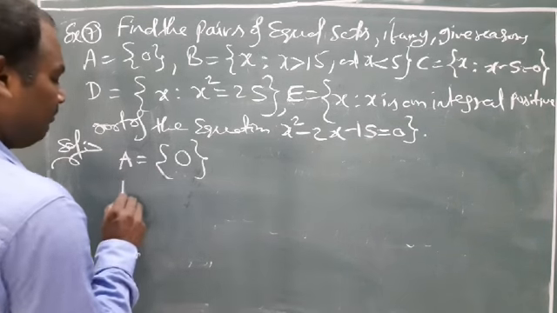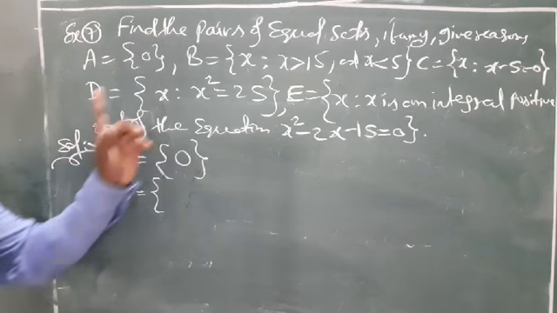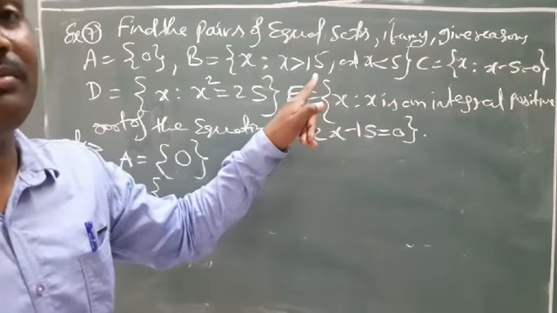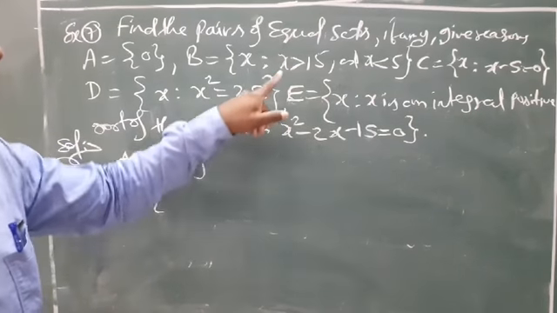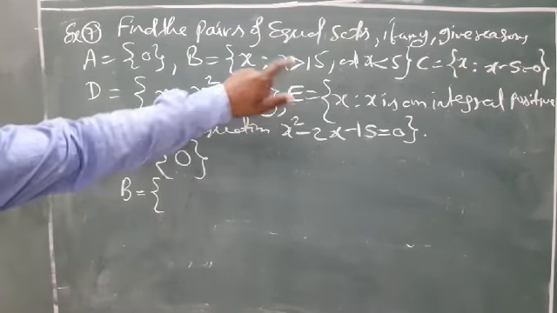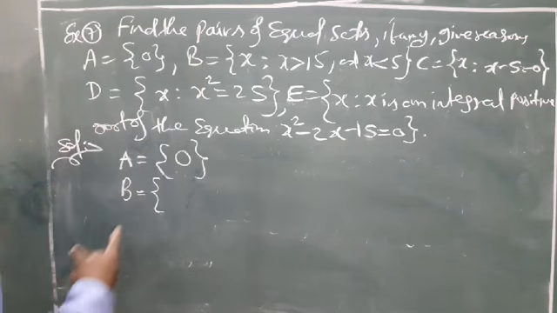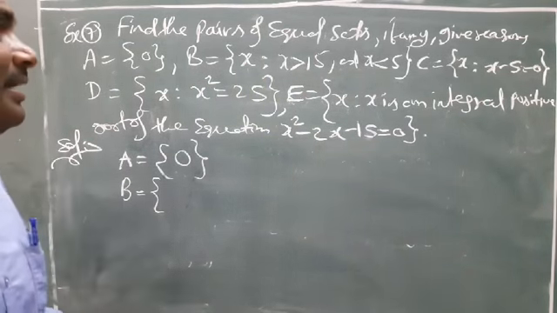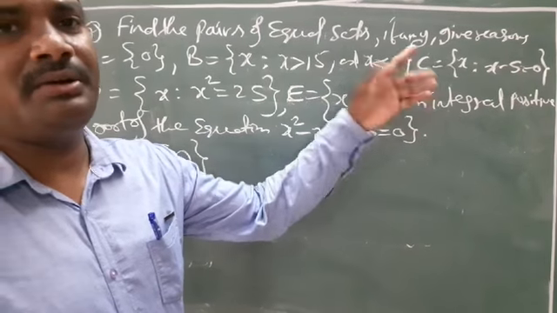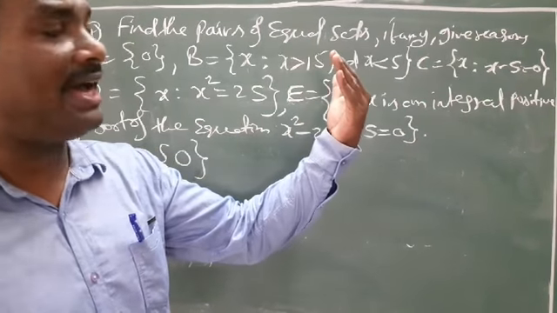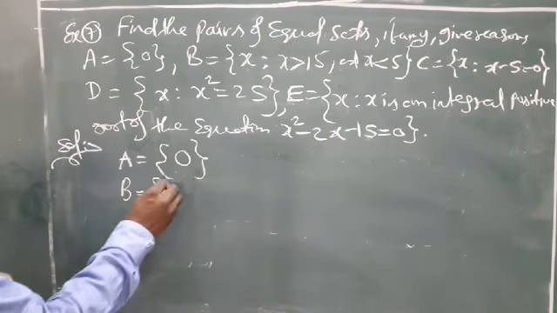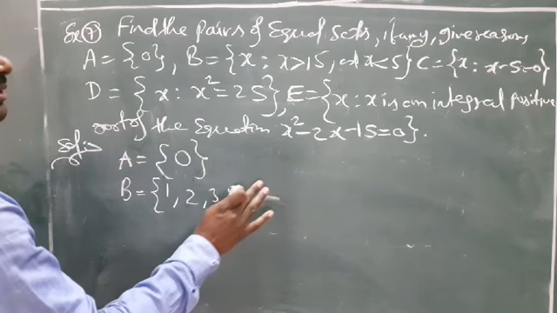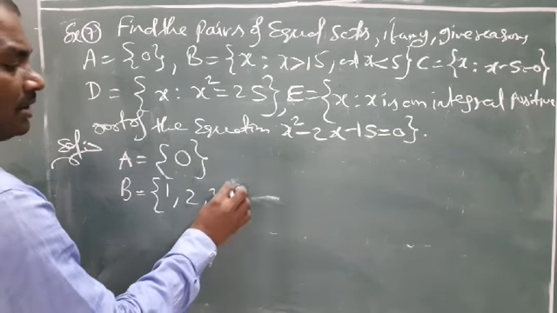Now what is B? B is the set of x such that x is greater than 15 and x is less than 5. This is set builder form. Now we can convert it into roster form. Convert into roster form. x greater than 15, tell me the numbers above 15, and x less than 5. What is the meaning of x less than 5? Tell me the numbers below 5. What are they? 1, 2, 3, 5 and so on. Okay sorry, x less than 5 means 1, 2, 3, 4.